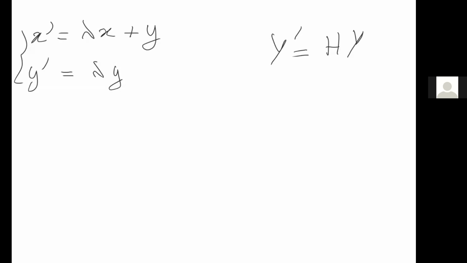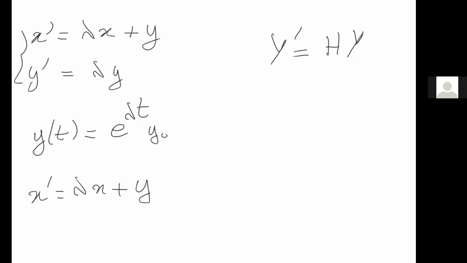So the second equation is easy to solve. So I have that y of t equals exponential lambda t y0. And then I can solve x prime equals lambda x plus y. This is classical, so I will do it again for you. I could write the solution directly and prove it.